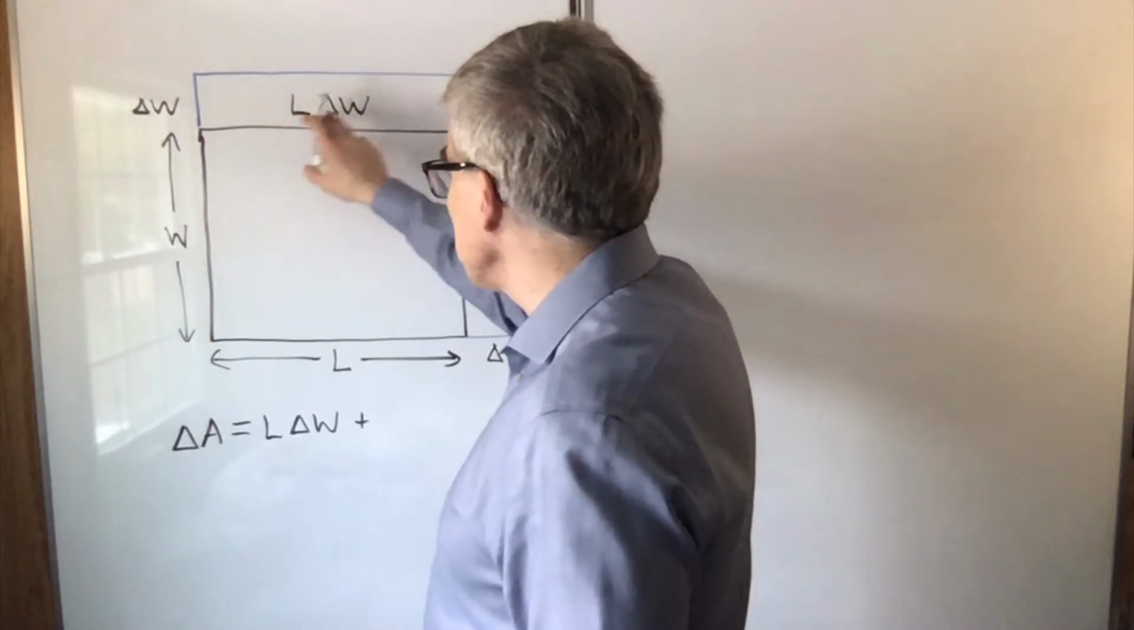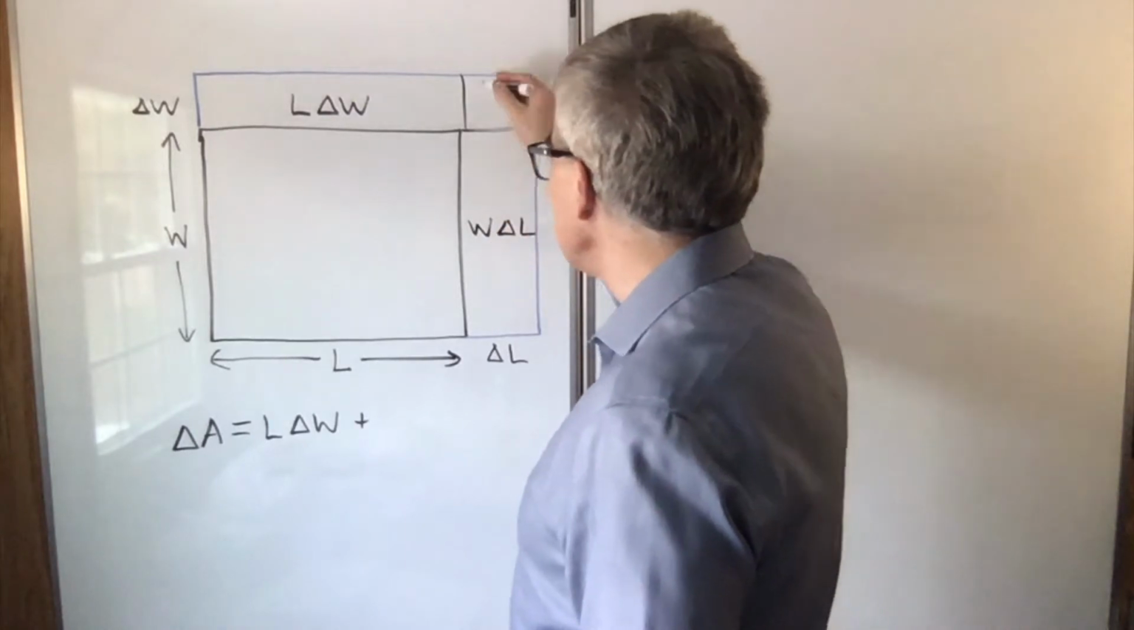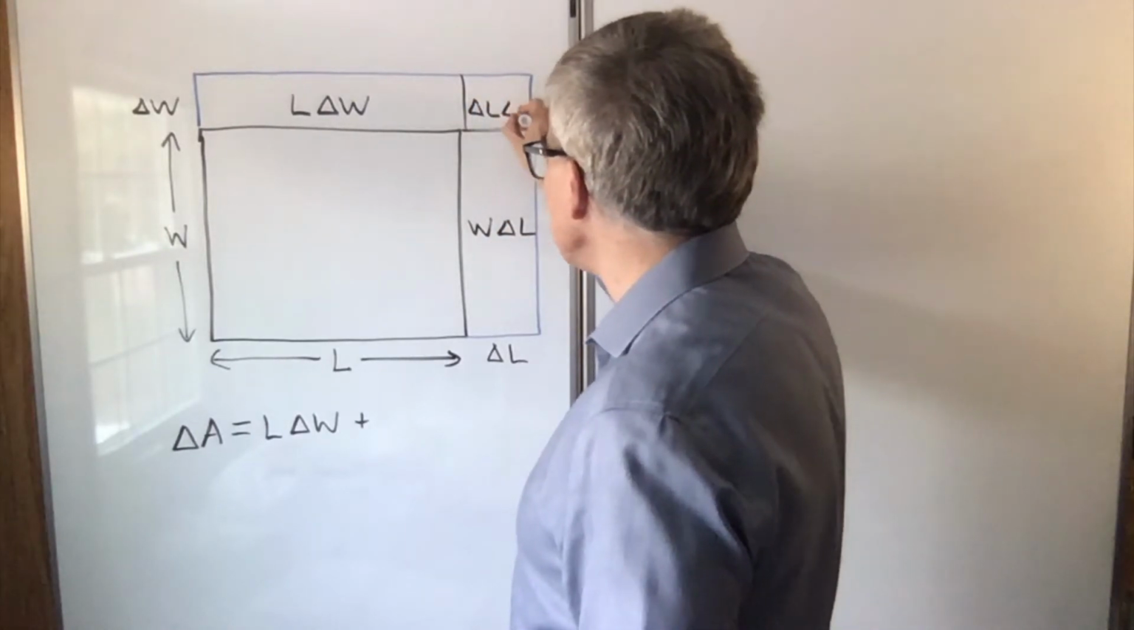This piece is length times change in width. This piece is width times change in length. And this piece is change in length times change in width.